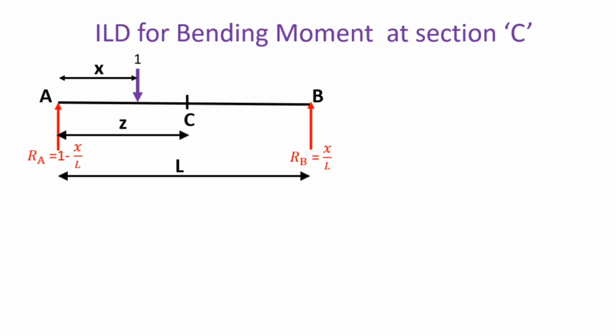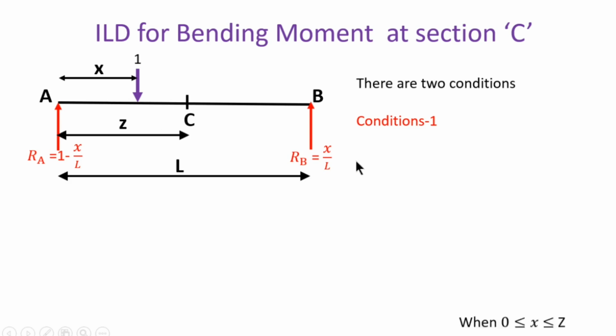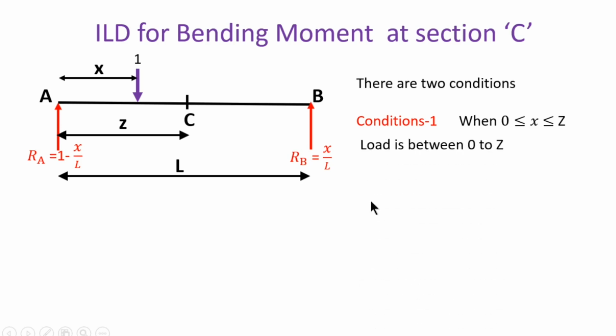Now the ILD for the bending moment at section C. Again there are two conditions. The first condition is when the load is between A to C, it means the limit is 0 to Z, that is x is greater than 0 and less than Z. In that condition, 0 to Z, we are considering sagging as positive and hogging as negative. So the bending moment at C when the load is between A to C.